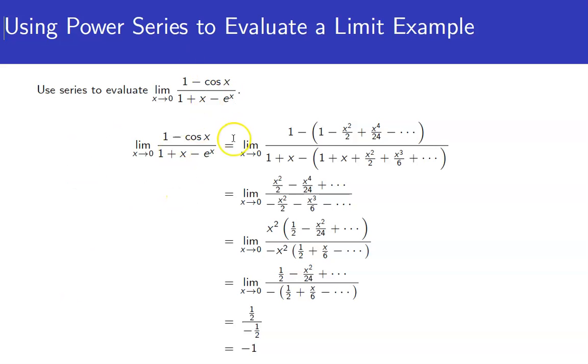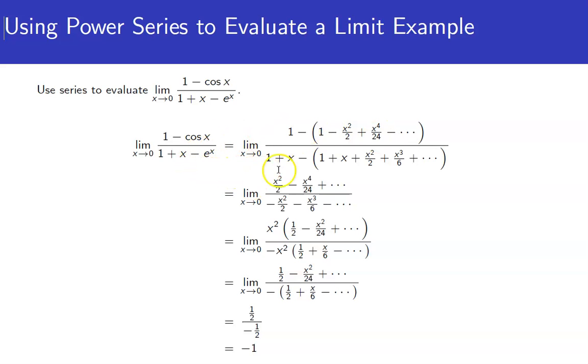All right, so our Maclaurin series for cosine is this one. It's 1 minus x squared over 2 plus x to the 4th over 24. The next term would be minus x to the 6th over 720. Remember, it's negative 1 to the n, x to the 2n over 2n factorial.